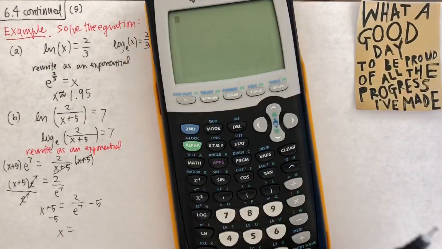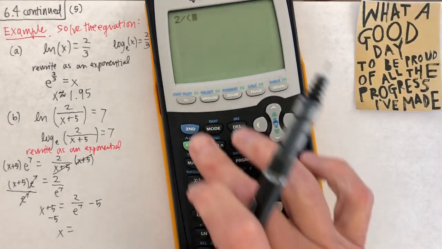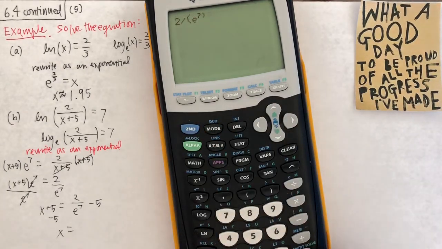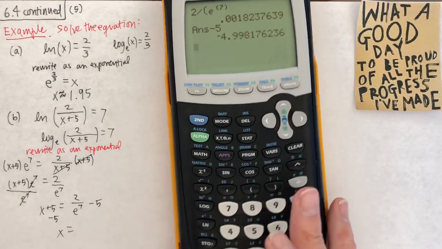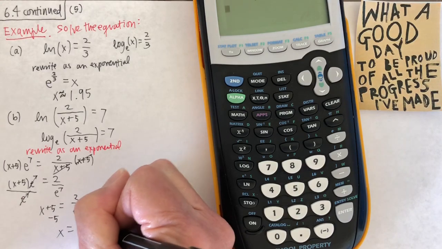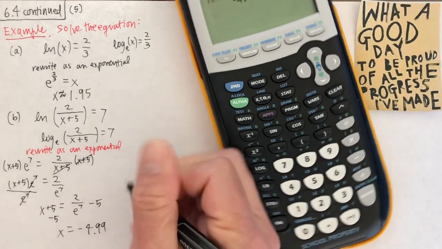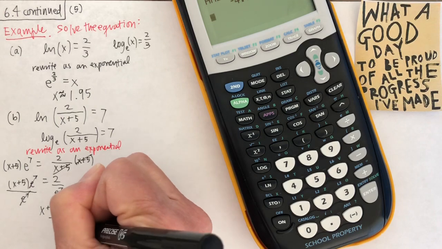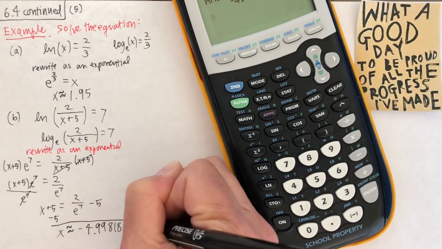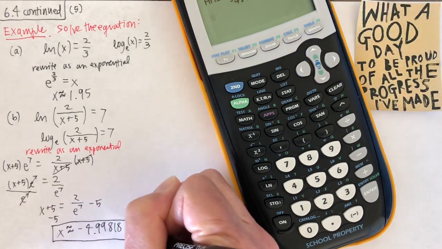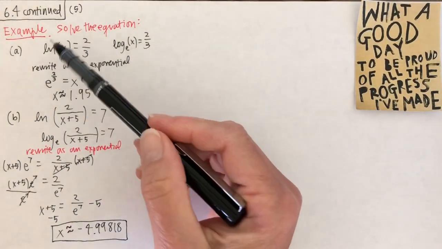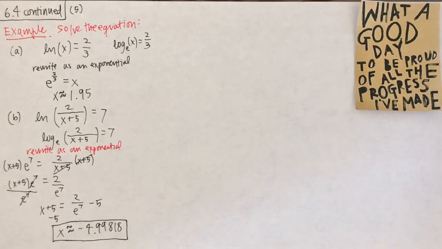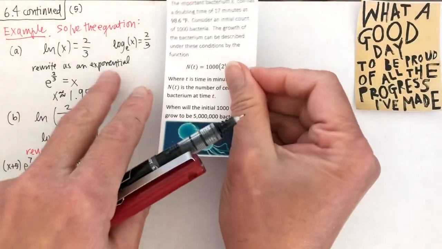Let's find out what that is. 2 divided by e to the 7th is that, and then subtract 5, and I get x is negative 4.99818 about. And I've solved that equation for x. Both of these logarithmic equations I rewrote as an exponential. So I just translated it into exponentials.